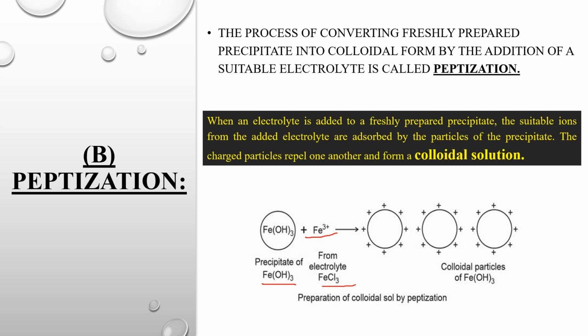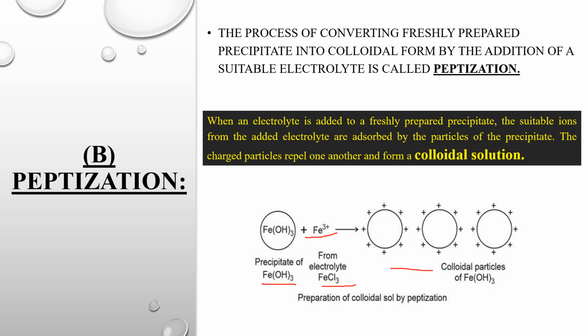And why are we adding an electrolyte here, and the electrolyte of similar charge or similar ion is added to the precipitate? Why? Because on addition of similar charge on the precipitate, the precipitates will repel each other and they will not form a bigger molecule. They will form a colloidal solution. They will repel each other and they will get separated from each other so that they will form a colloidal solution here.